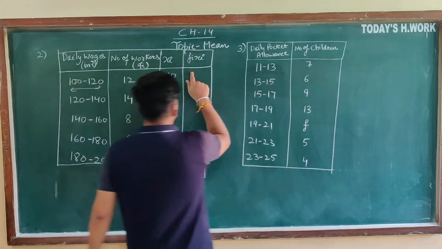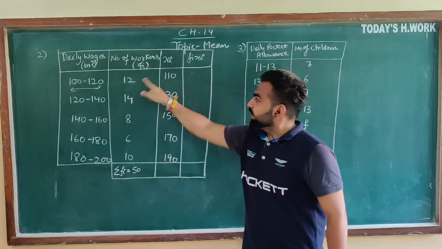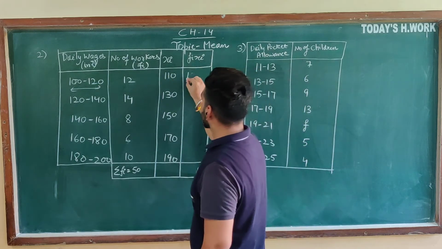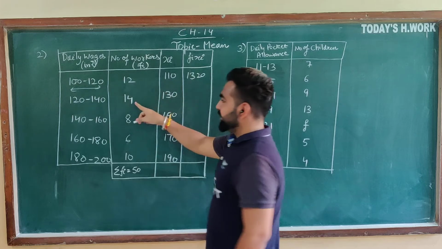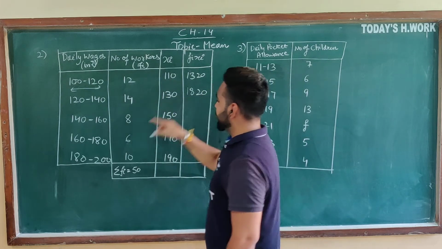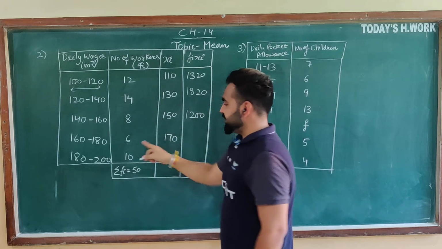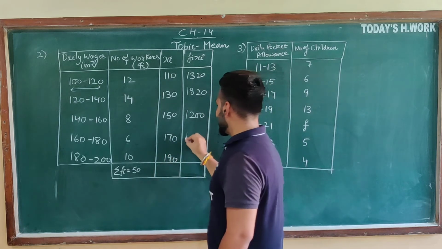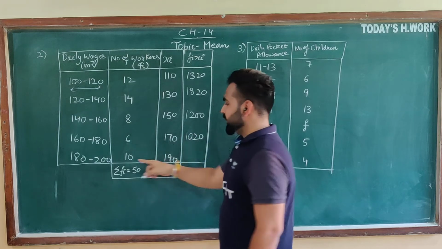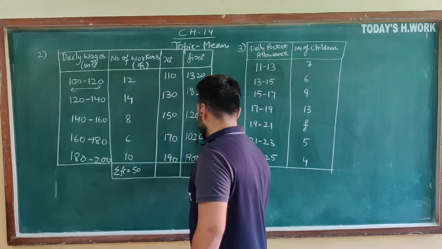So now what we have to do, we will multiply fi's and xi. So first of all 12 into 110, 1320. Next 14 into 130, 1820. 8 into 150, 1200. 6 into 170, 1020. And last 10 into 190 is 1900.